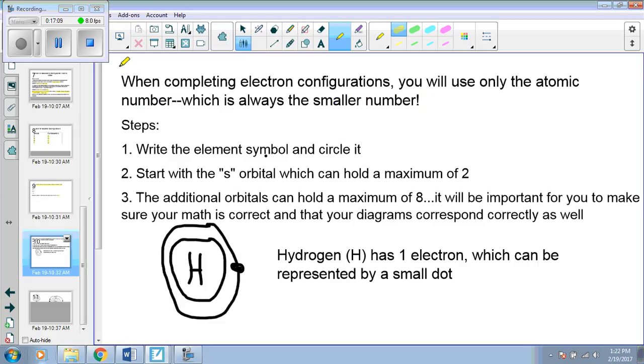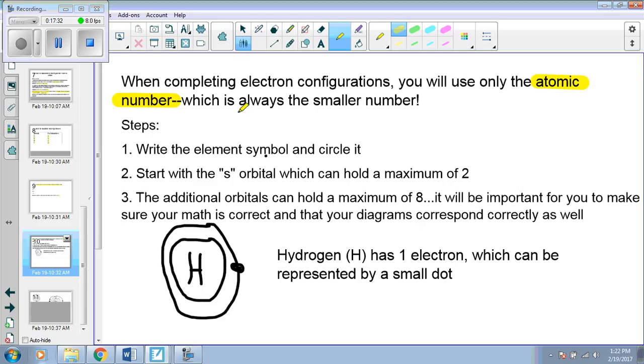Alright, so again, a few more rules to abide by when doing electron configurations. Opposite of calculating atomic mass, you are only going to use the atomic number. Pretty early on, if you're using the atomic mass, you're going to see we're going above 26. So you're always going to want to use that smaller number.